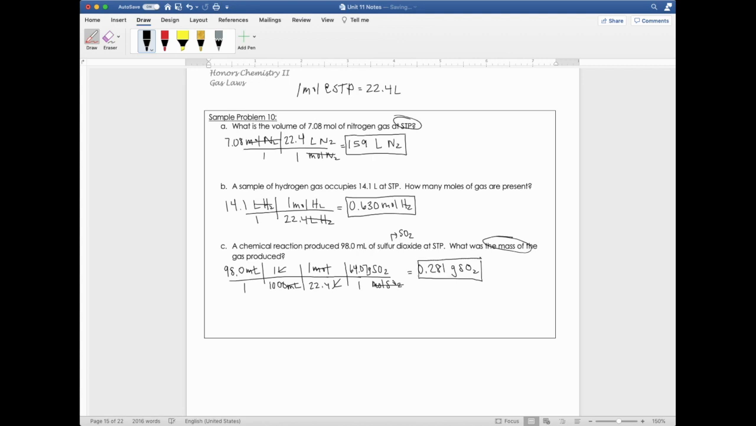And that's it. So in this video, we covered Avogadro's law, which is using those volume relationships depending on the coefficients of a balanced chemical equation. And we also have the standard molar volume of a gas. So 1 mole of any gas at STP occupies a volume of 22.4 liters, which allows us to do these conversions in sample problem 10.